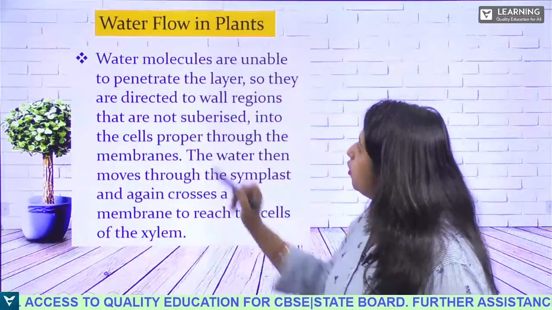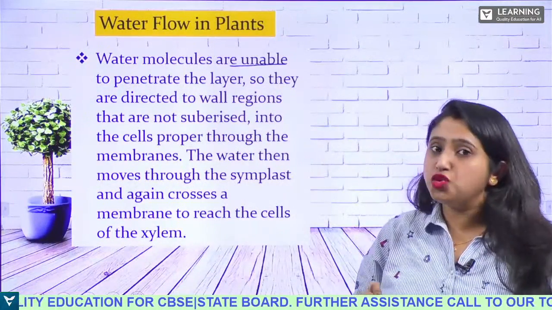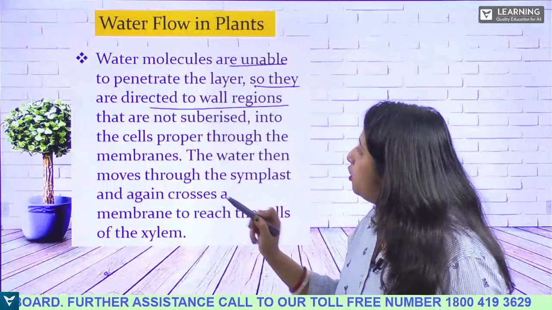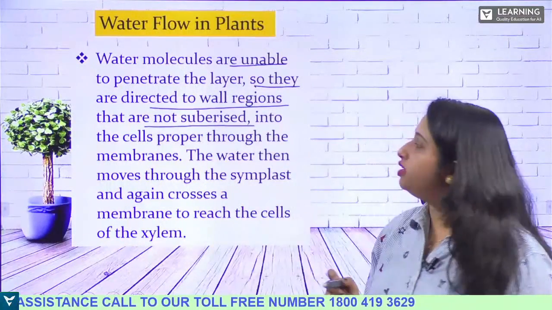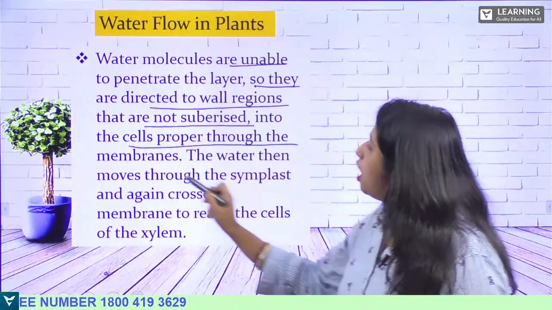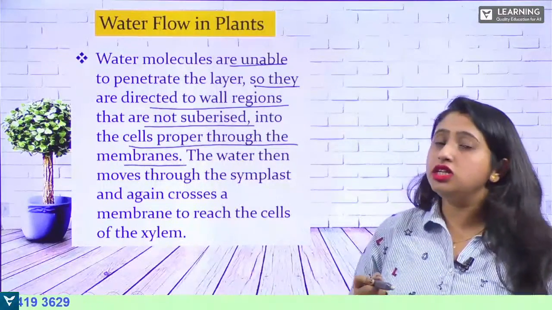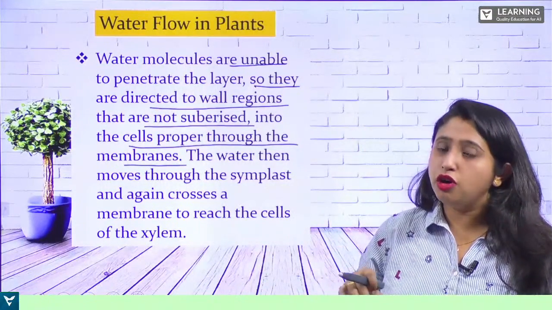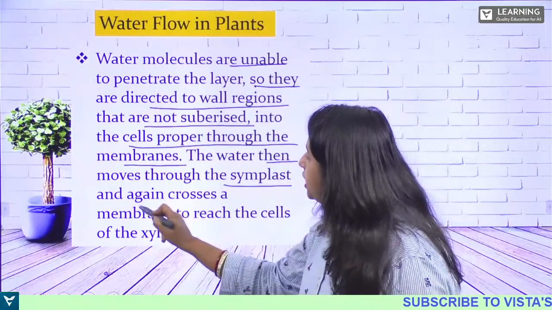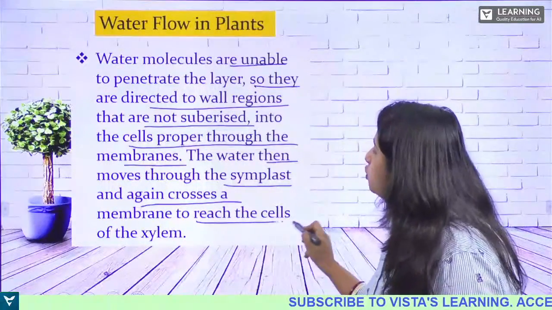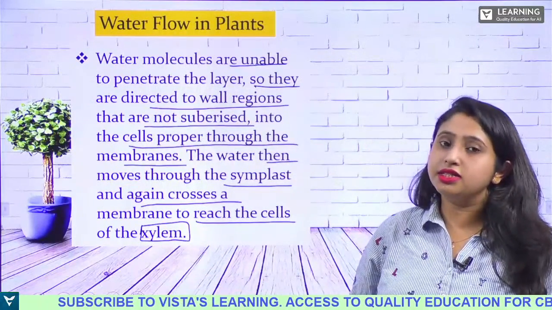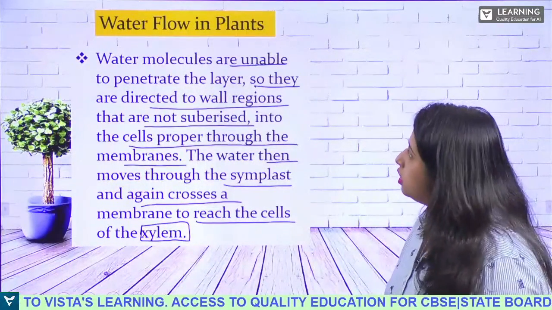Next, the water molecules are unable to penetrate the layer, so they are directed to the wall regions that are not suberized, into the cells proper through the membranes. So they are directed to the cytoplasm of the endodermis, and the water then moves through the symplast, again crossing the membrane to reach the cells of xylem. Is that clear? This is the apoplast pathway.